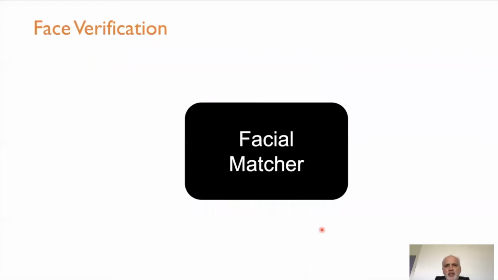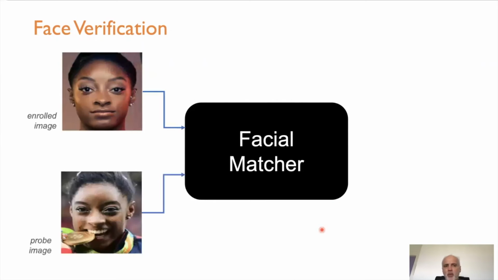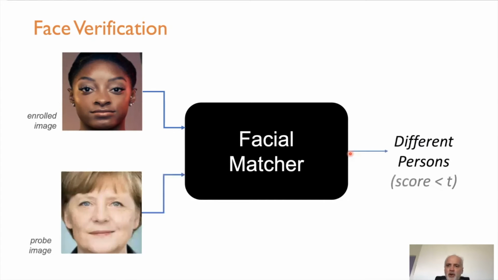So face verification is as follows. You have two input images, the enrolled and the proof images. And the idea here is to compute a score. So if the score is high enough, we say that these persons are the same. But if the score is low, we say that these persons are different.